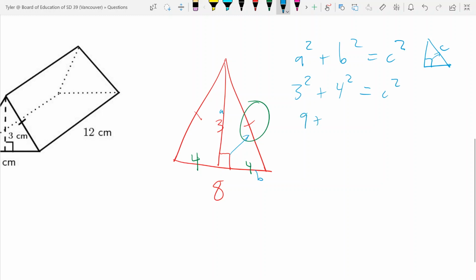So 9 plus 16 equals c squared. 25 equals c squared. Cool. And then remember, we want just c. So to get rid of c squared, we square root both sides. 5 is equal to c.